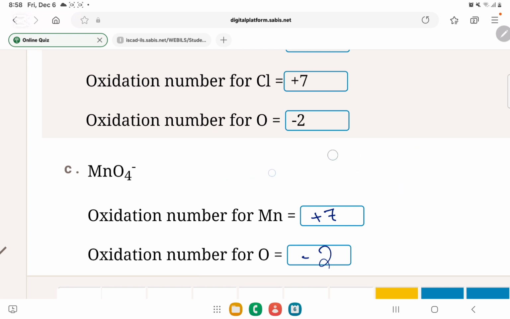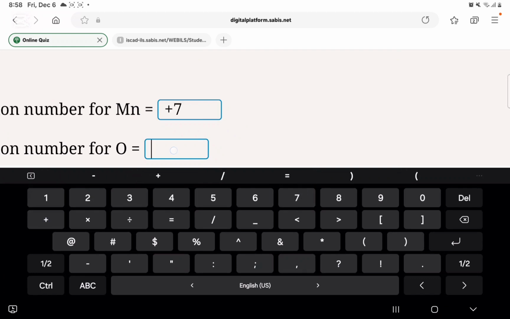And let me explain it again. Mn, we don't have any rule for it, so we're going to have to find it by solving. Oxygen is always -2 except when it's with F or peroxides, which here it isn't, so the oxidation number of O is -2. Now, since we have to find Mn, we do x plus 4 times -2, because we have 4 O's, is equal to -1, which is the charge of the ion. When we solve, we get x equal to +7, which is the answer. So +7 and -2.